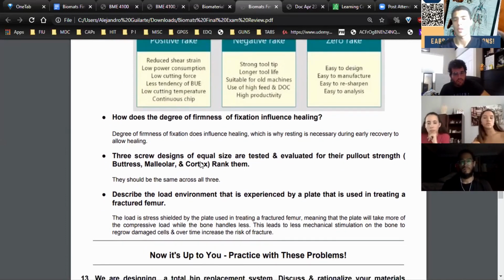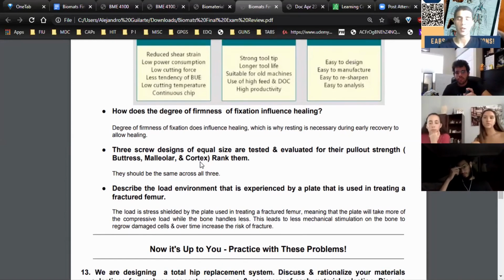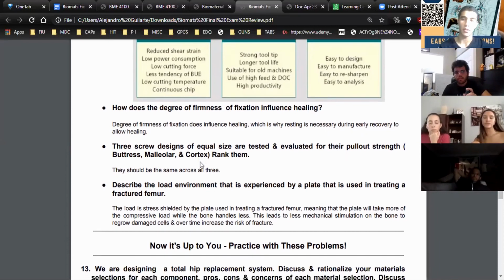Degree of firmness of fixation, and how does it influence healing? So this one was pretty straightforward. You want the surrounding tissue to heal. When it involves screws and other types of surgical devices, you want to let the tissue heal in the early phases of recovery, because your surrounding areas are going to necrose, but once that's done and you let the tissue heal, it should be fine.